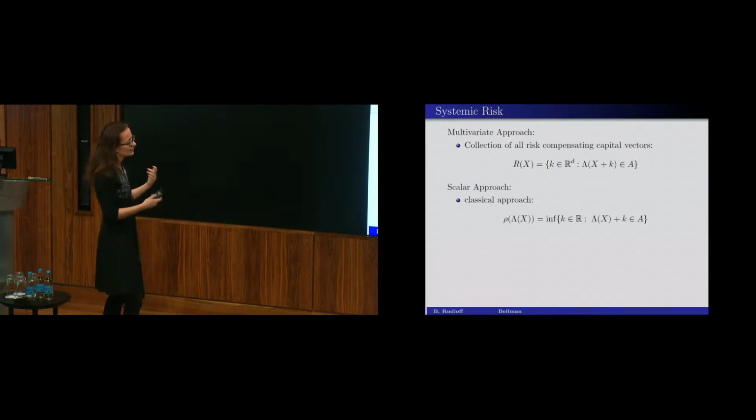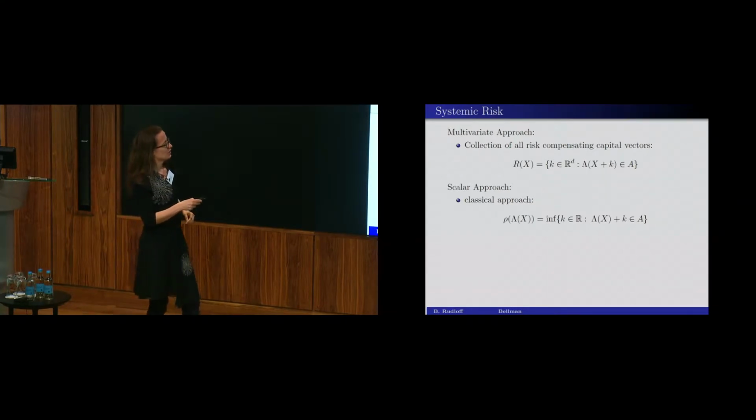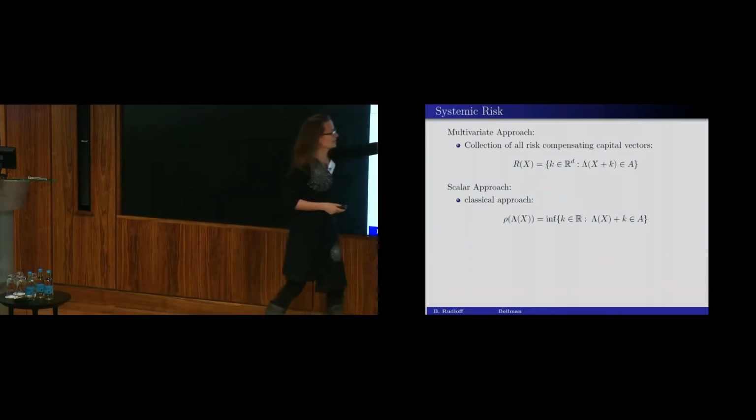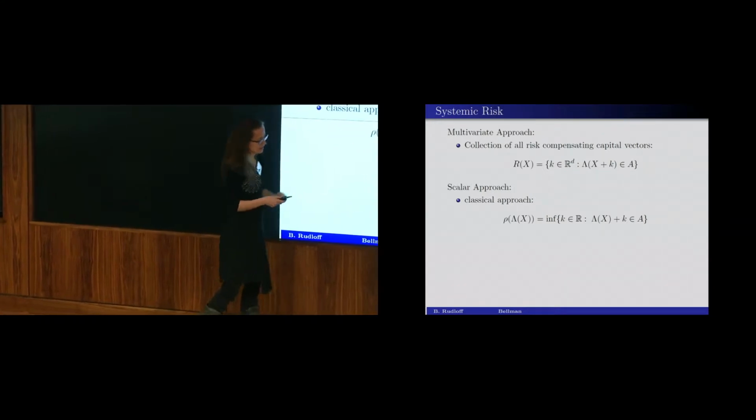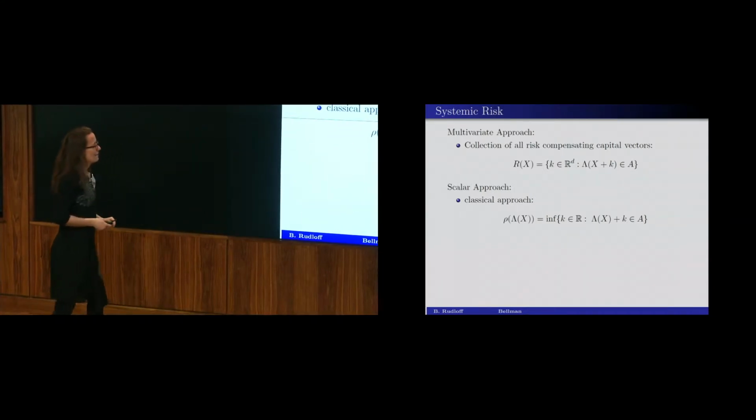So from a regulatory point of view, the more natural thing would be to look at these kinds of functions where you first add the capital and then you aggregate, whereas in this approach, you aggregate first and then allocate the capital. That is an economically different meaning of this thing. But most of the literature so far has only looked at this type of risk measure.